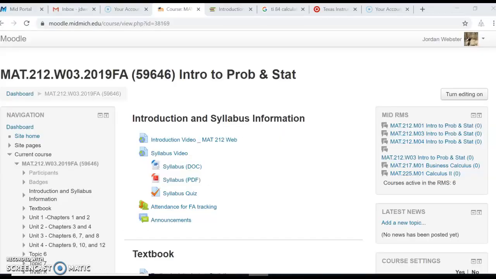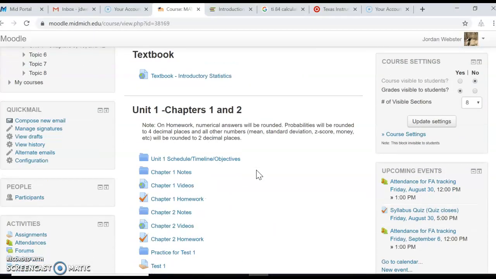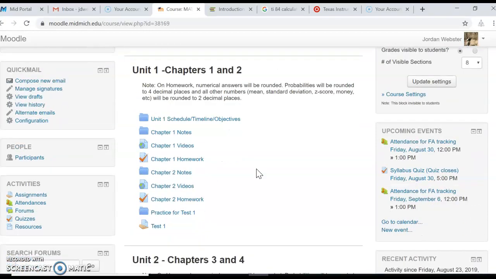Don't forget, take a look. Each unit is about 4 weeks long. This is designed to be about 4 weeks long. Check out the schedule, timeline, objectives for each unit. Unit 1 is up. I will be putting units 2, 3, and 4 up very shortly.